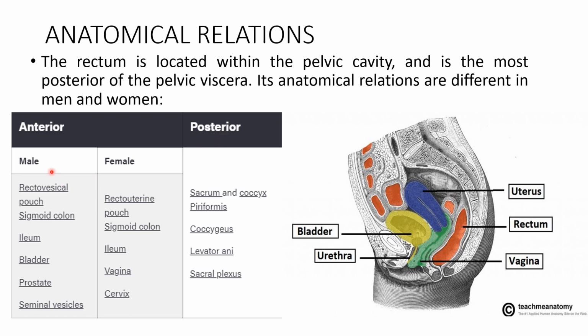In male, anteriorly we can see rectovesical pouch, sigmoid colon, ileum, bladder, prostate, and seminal vesicles. In female, rectouterine pouch, sigmoid colon, ileum, vagina, and cervix. Posteriorly, the relations are same in both sexes: sacrum and coccyx, piriformis muscle, coccygeus muscle, levator ani muscle, and sacral plexus.